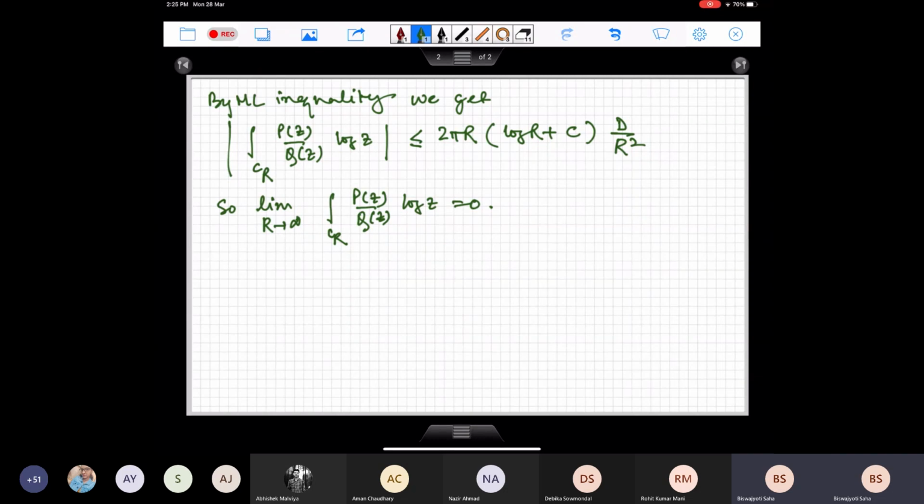Now let's focus on the inner integral. Okay, so the inner integral, again by the ML inequality.